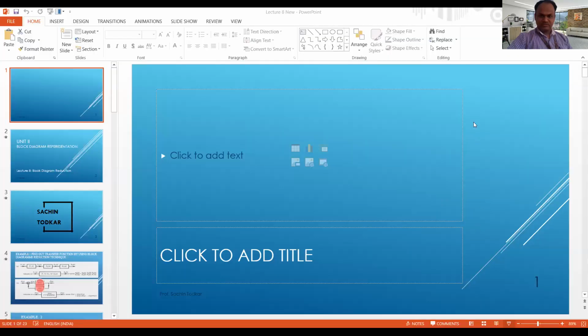Yes, good morning for lecture number 8, Mechatronics. We are going to see block diagram reduction examples today. Yesterday we saw some diagram reduction rules, and we are going to use those rules today to solve numericals.